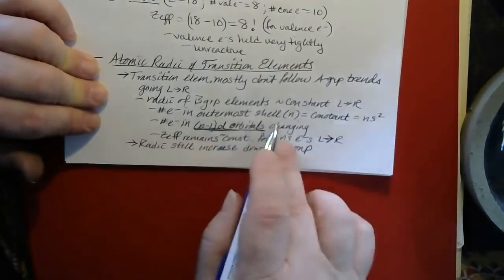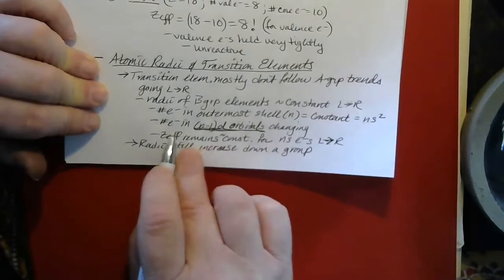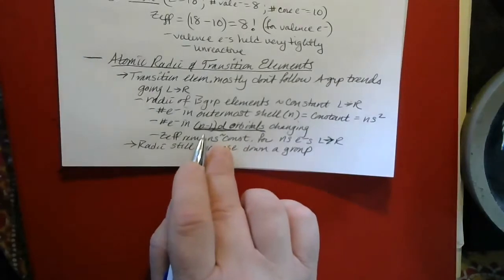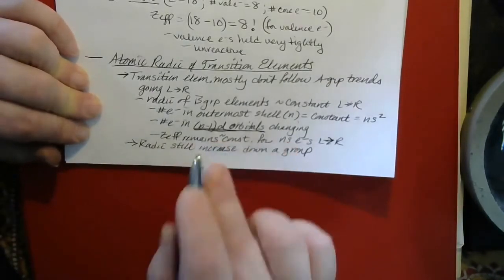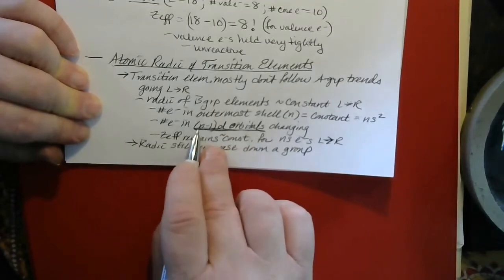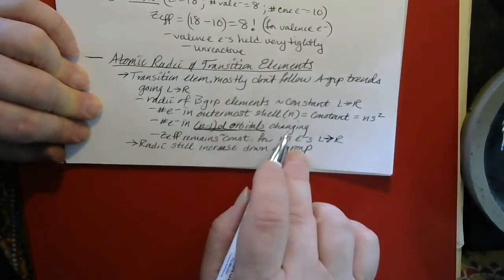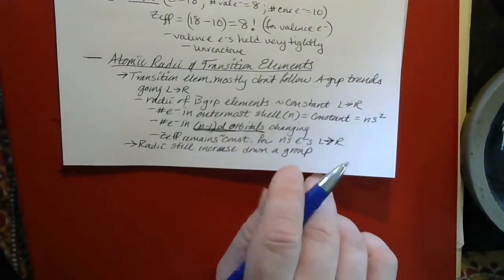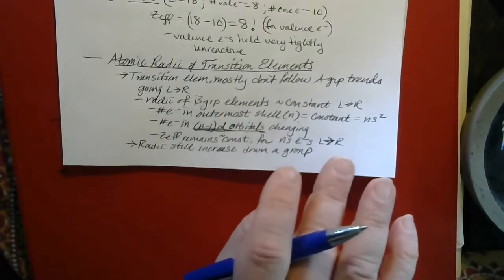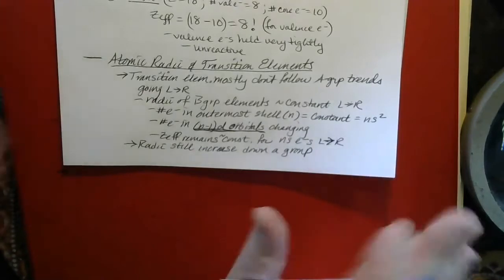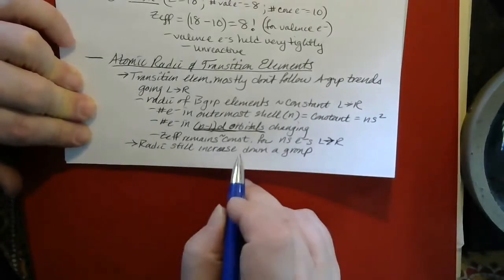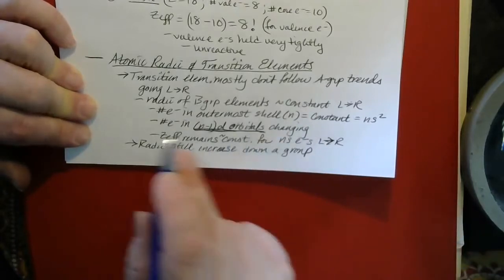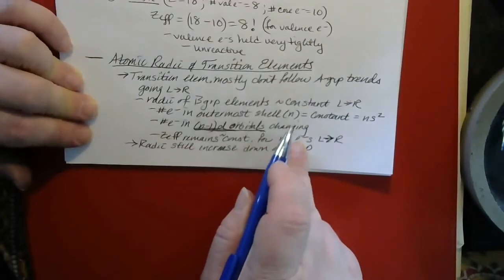When you go left to right across the B groups, or the transition elements, what you're actually doing is adding electrons to the d orbitals of the shell that's one less than the valence shell, the n-1 shell. That's what's changing. That does not have as much of an effect on where the valence electrons actually are, and it's the valence electrons that determine the outer boundaries of the atom. So there really isn't much change in the radius of the atoms as you go left to right across the transition elements.